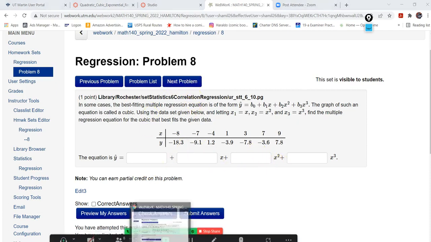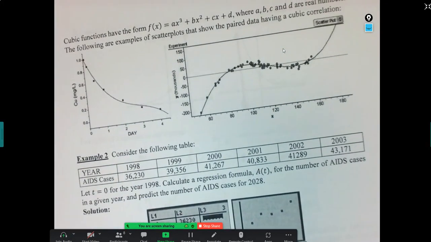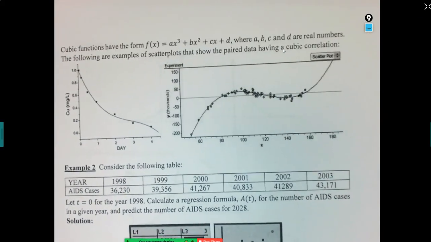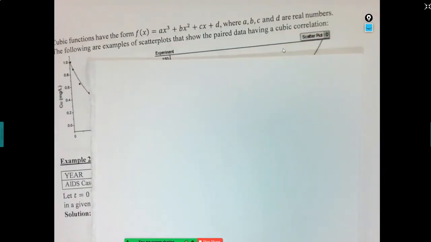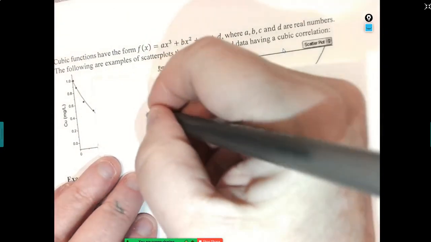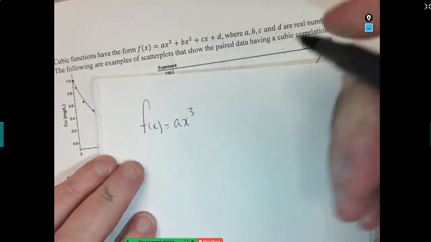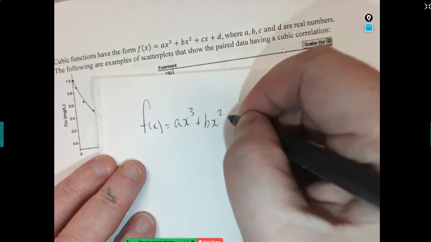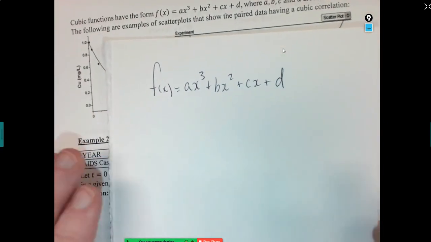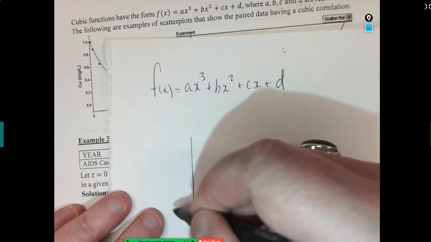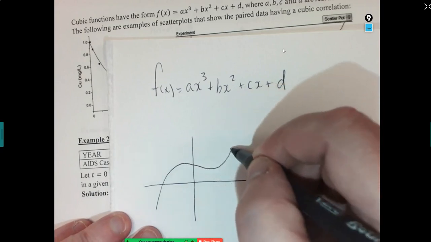All right, so let me get back to this one. What is the shape of cubics? Cubic polynomials have degree 3. That's the general form that we put them in, and generally they have some kind of a kink there.